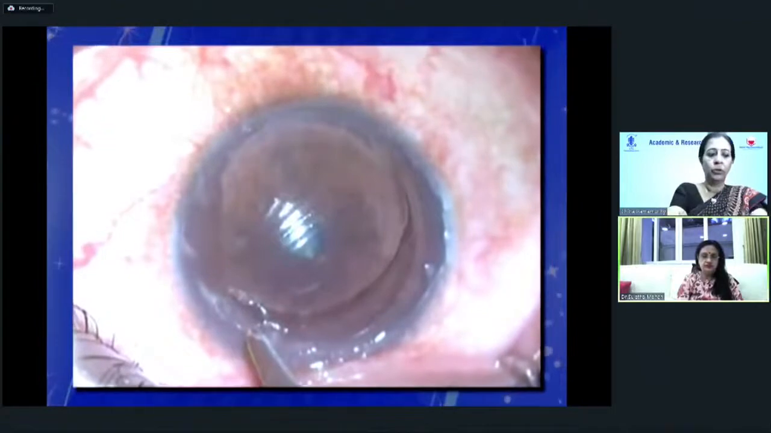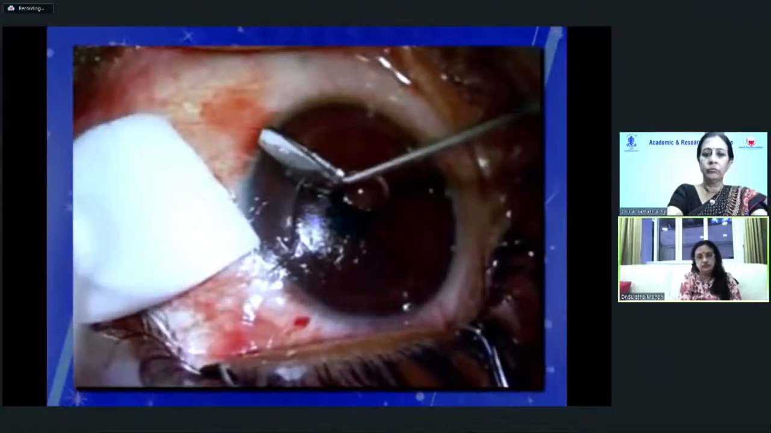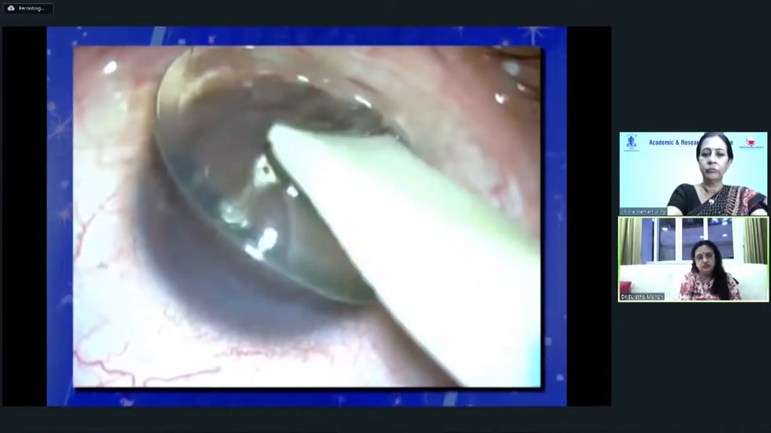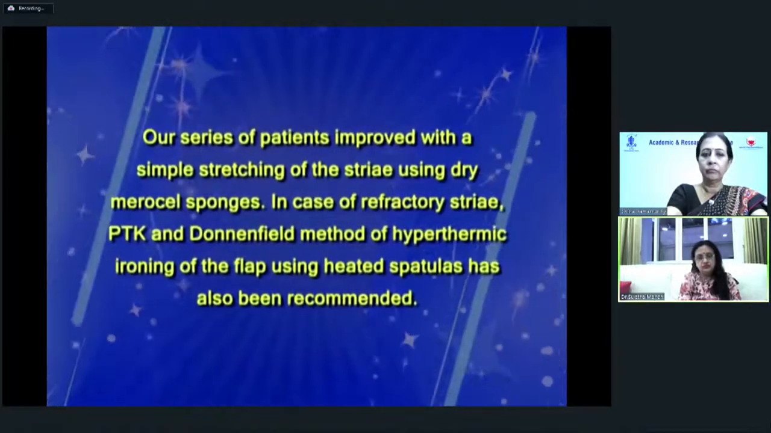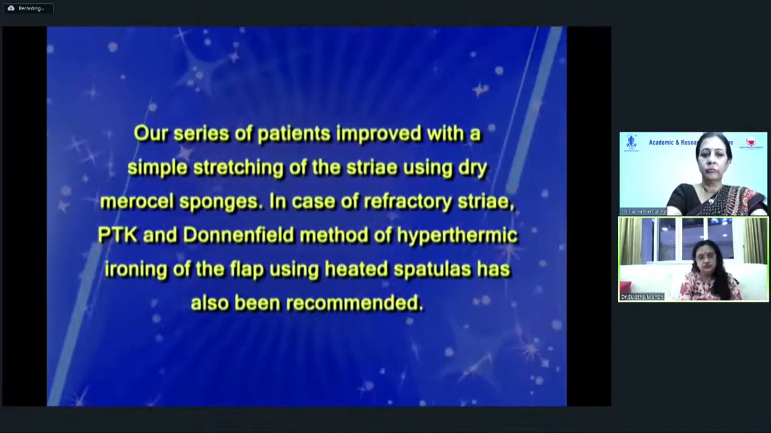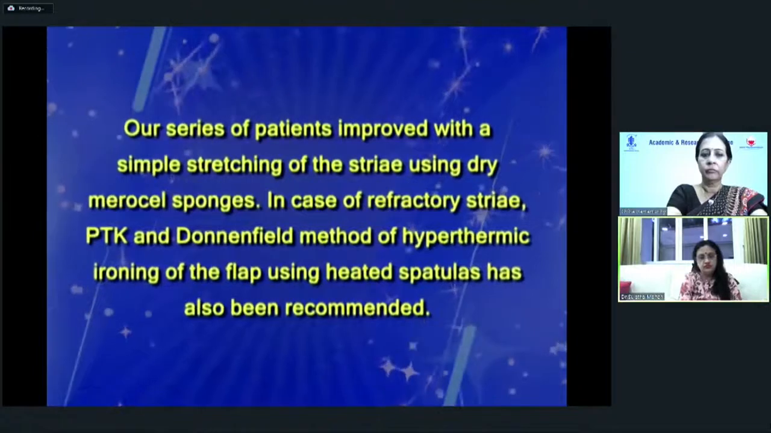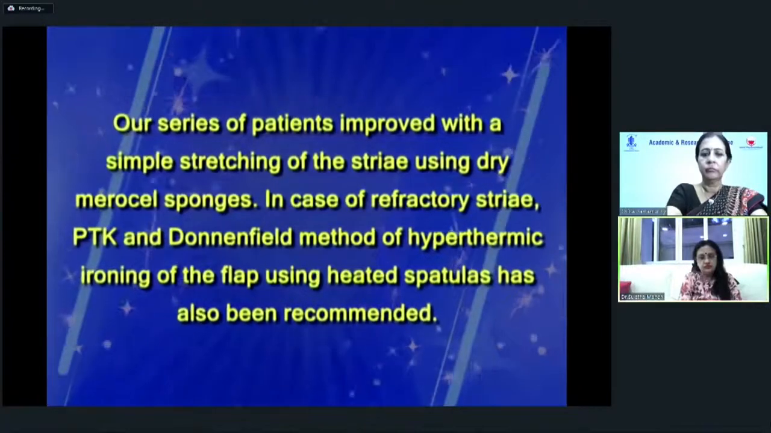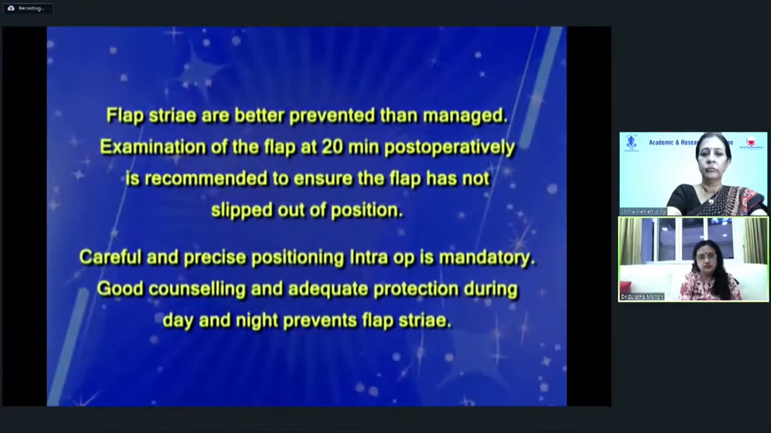In cases with visually significant striae, early intervention, meticulous removal of epithelium from stroma, application of suture and bandage contact lens gives best results. Our series of patients improved with simple stretching of the striae using dry Merocel sponges. In case of refractory striae, PTK and the Donenfeld method of hyperthermic ironing of the flap using heated spatulas have also been recommended. Flap striae are better prevented than managed.